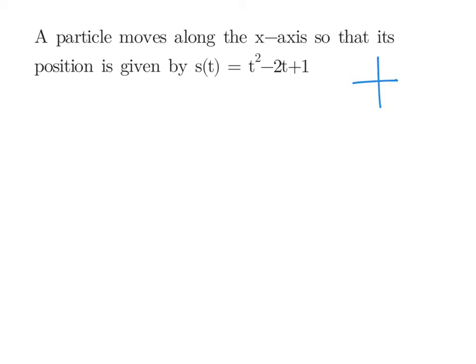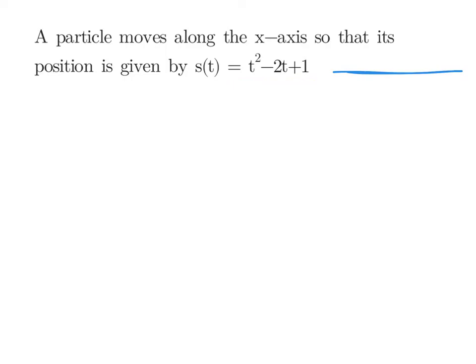But in this case, the particle is only moving along the x-axis, so it's only going back and forth along the x-axis. But I have this function that usually has an x and a y. Well, in this case, it's actually a t and an s of t. So we don't really want to think about this in terms of our coordinate plane. Let's just think about it in terms of our x-axis and a particle moving along this x-axis.